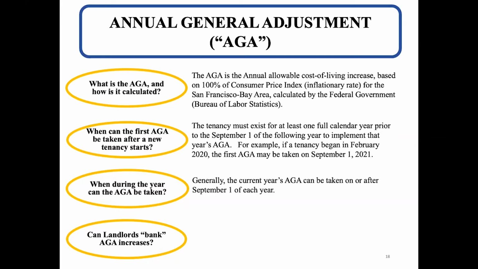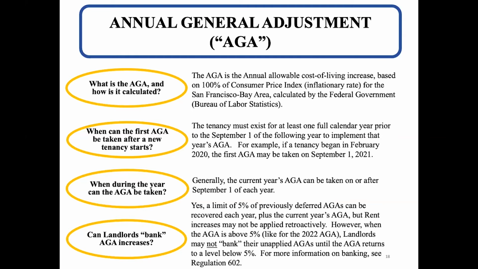When during the year can the AGA be taken? Generally, the current year's AGA can be taken on or after September 1 of each year. Can landlords bank AGA increases? Yes, but there is a limit of 5% of previously deferred AGAs, which can be recovered for each year, plus the current year's AGA. But these rent increases may not be applied retroactively.